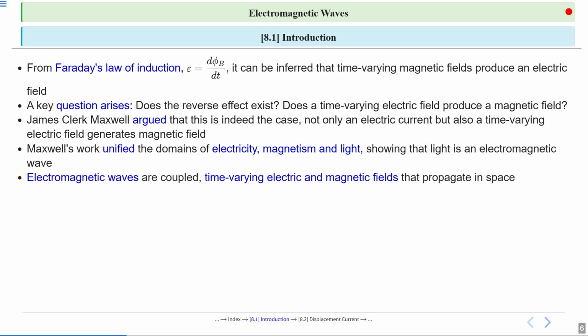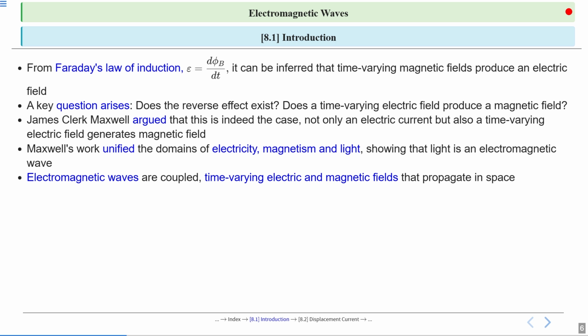Electromagnetic waves are coupled time varying electric and magnetic fields that propagate in space. You may have studied a little bit about them in chemistry. So what are electromagnetic waves? They are coupled time varying electric and magnetic fields. You may have studied it in the waves chapter of 11th, where you were given a small idea about electromagnetic waves.